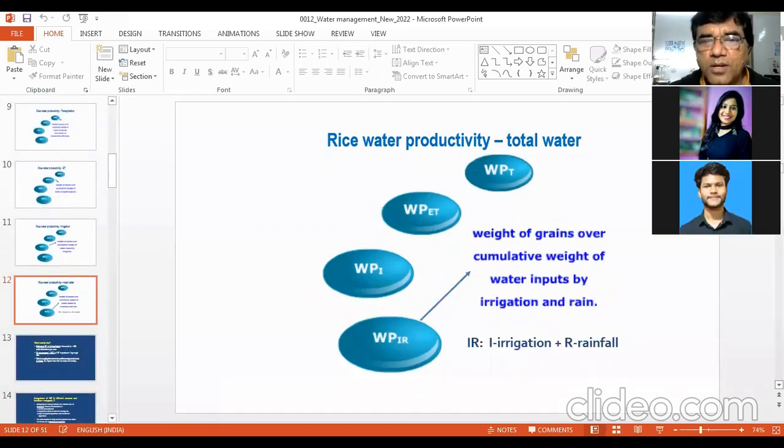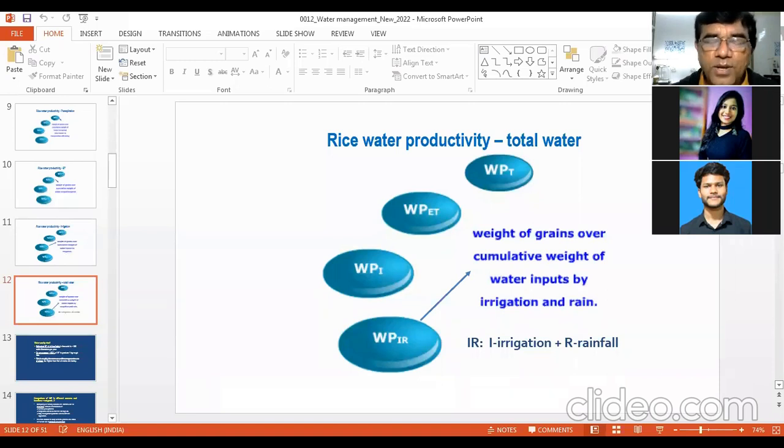Next is your WPIR. This is irrigation plus rainfall. So weight of grains over cumulative weight of water inputs by irrigation and rain. So here your grain produced divided by water supplied through irrigation and rainfall. So this is how you can make a difference in water productivity. So water productivity is a much broader term which includes 4 kinds of partial water productivities like WPT, WPET, which is your water use efficiency, WPI, WPIR.